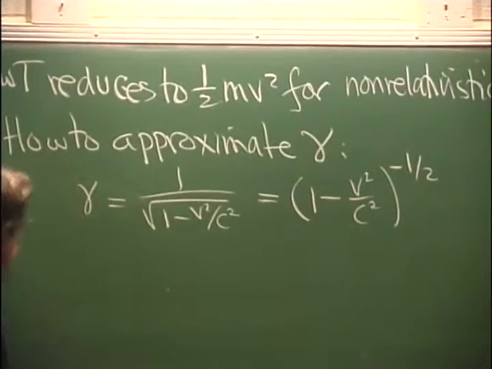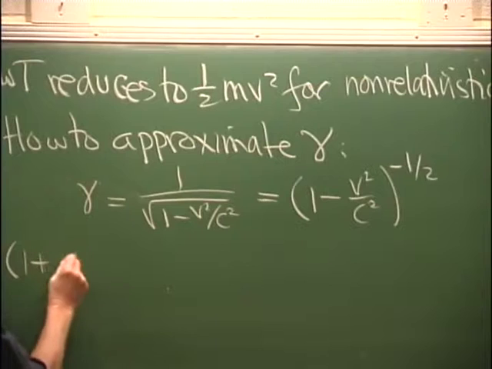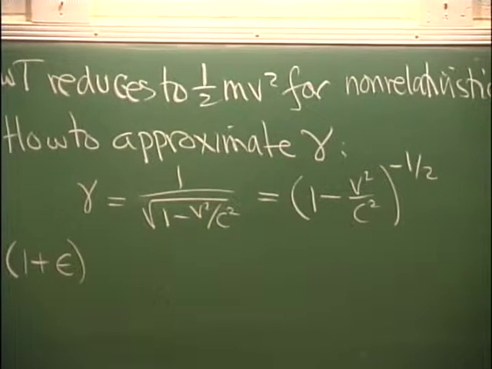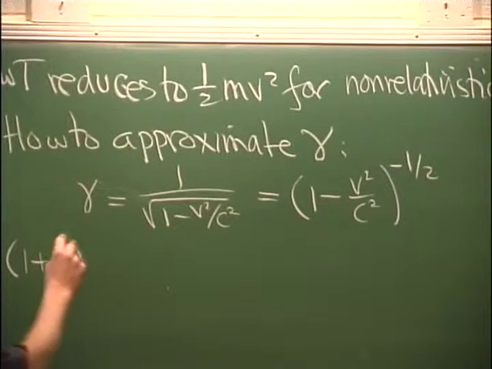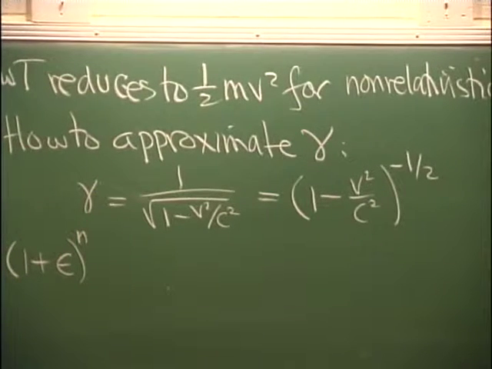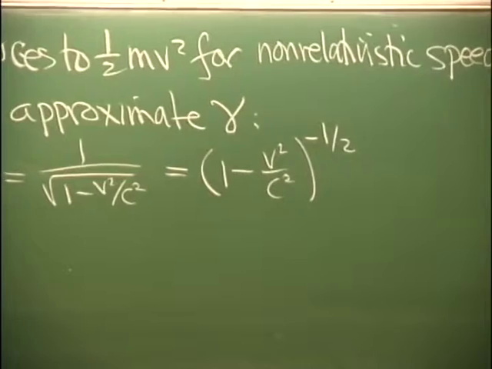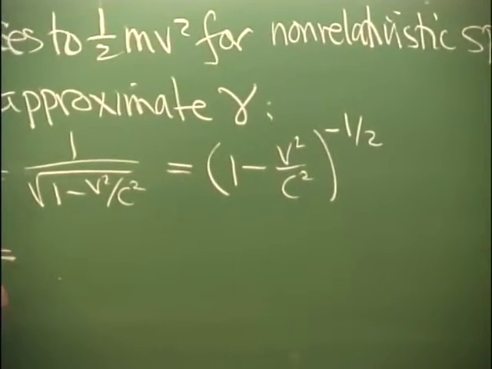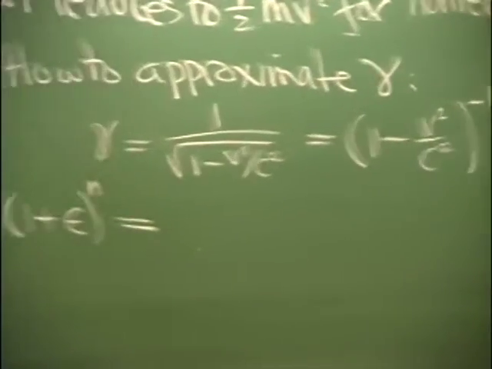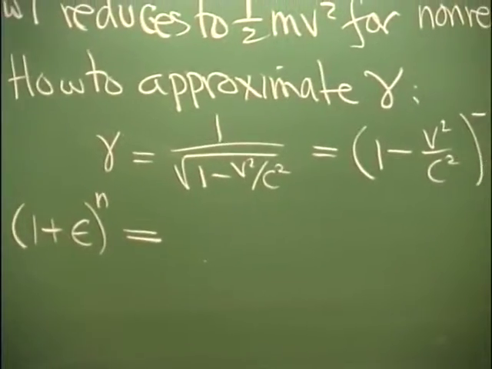So this is of the form 1 plus epsilon, where epsilon is a very small number compared to 1, raised to the power n. In this particular instance, the epsilon is minus v squared over c squared, and the n is minus 1/2. But do you know how to do this in general? How to approximate 1 plus epsilon to the n? This may be something you know, and it may well not be.